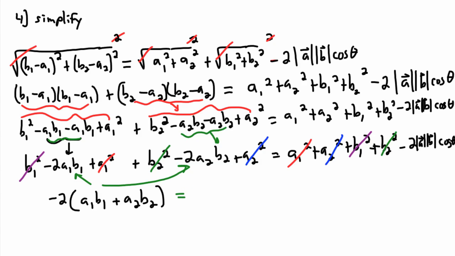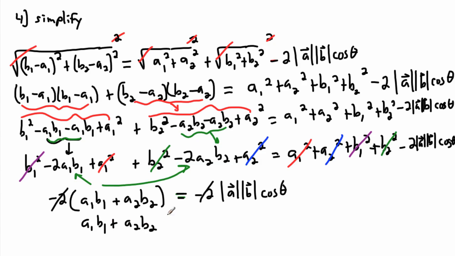And the right side equals, oops, I need the right color of pen. We're almost done now. So minus 2 times the length of A times the length of vector B times cos theta. Well, take a look. This minus 2 cancels out that minus 2. That means I've got a1b1 plus a2b2 equals the magnitude of A times the magnitude of B times cos of theta.